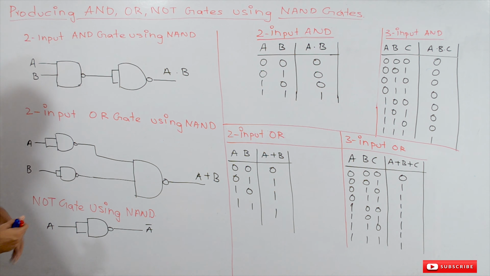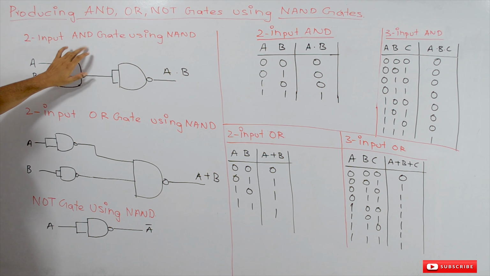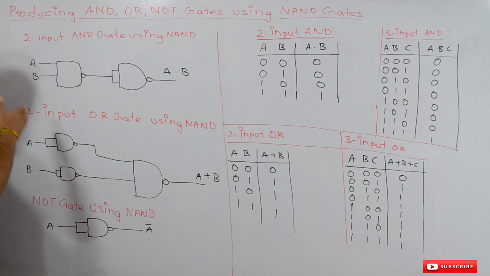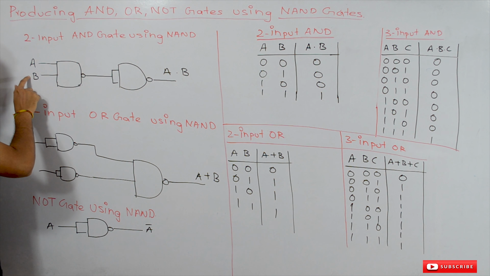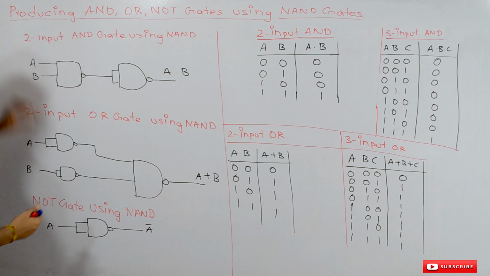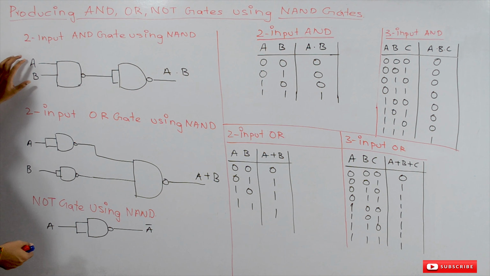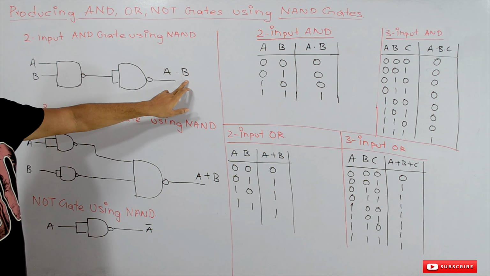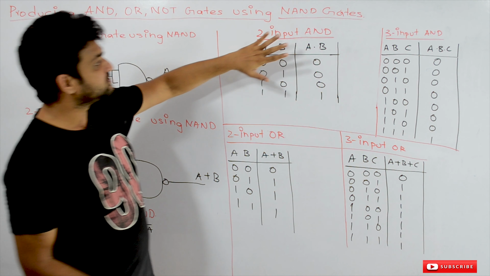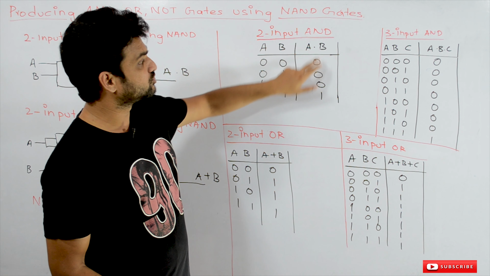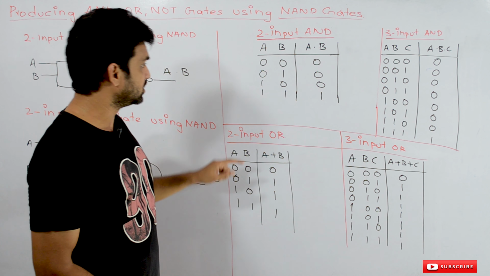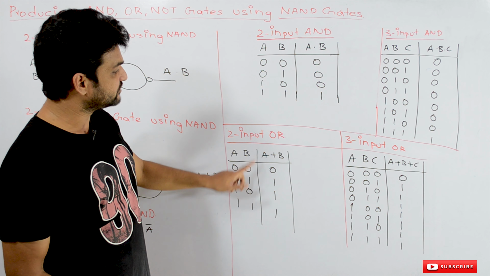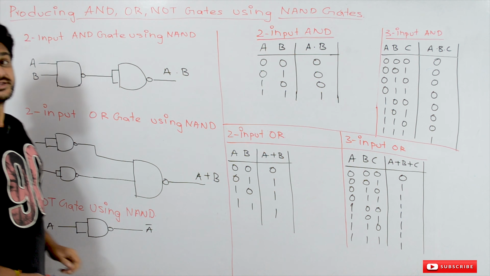Now coming to our discussion here, this is a two input AND gate, created by using the NAND gate. We will check the different combinations of inputs given to A and B, and whether it is producing the result of AB or not. AB means it is the AND operation. These are the two input AND truth table and three input AND truth table, and this is the truth table for two input OR gate, and also for three input OR gate.